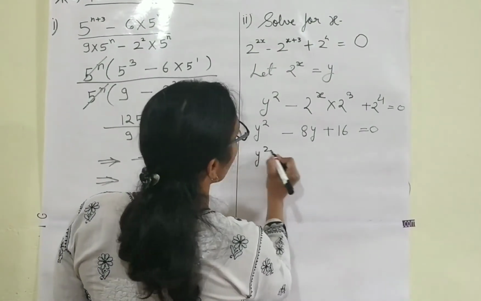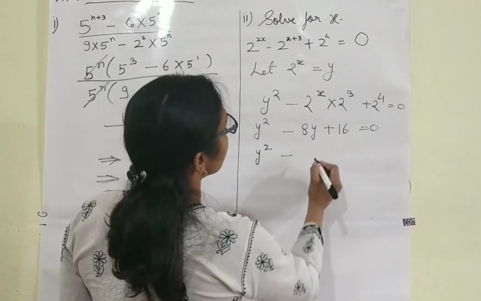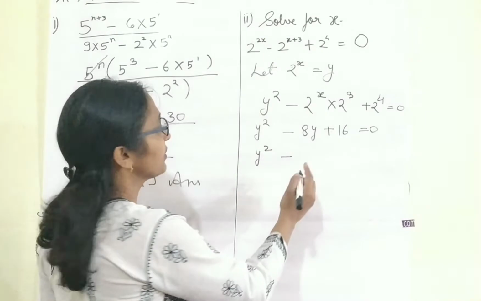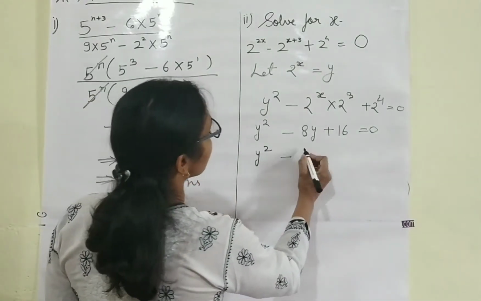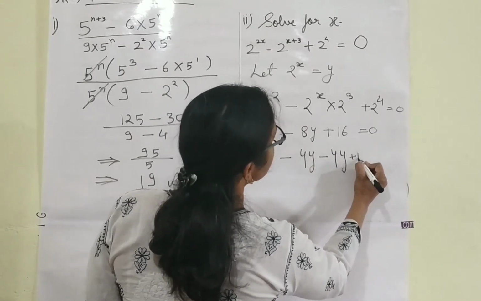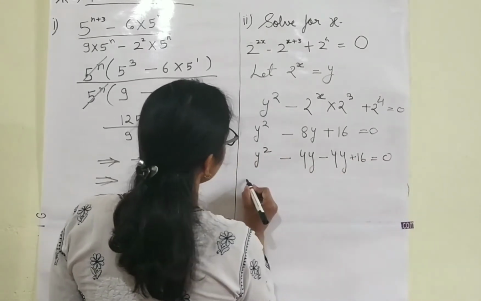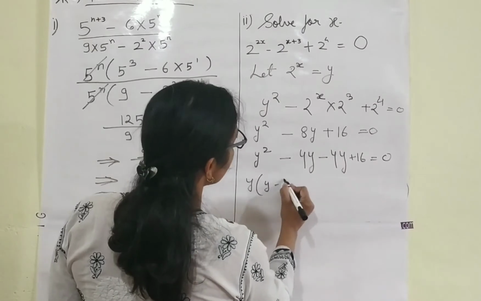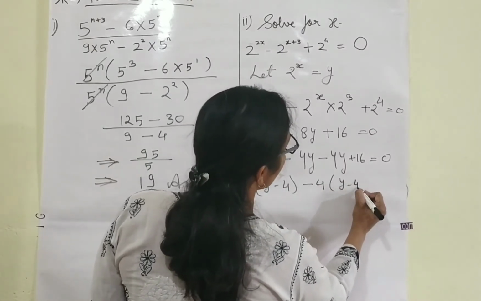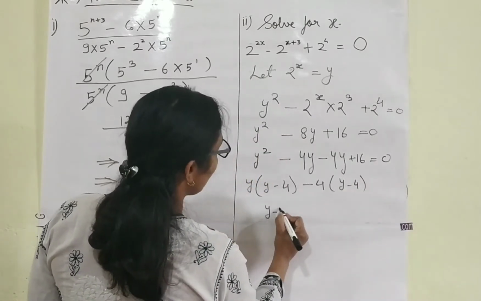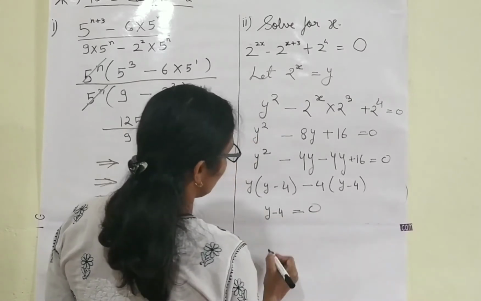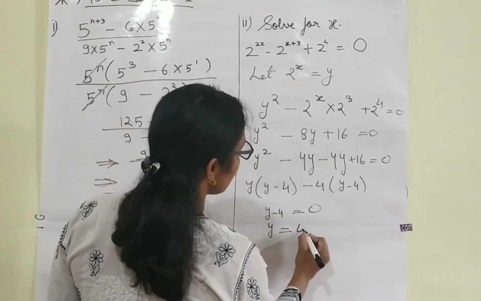So y square minus 4y minus 4y plus 16 equals 0. y minus 4 into y minus 4, minus 4 into y minus 4. So y minus 4 equals 0. So the value of y is 4.